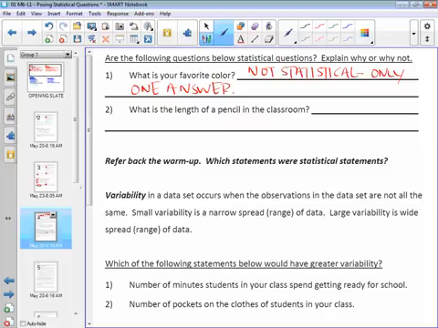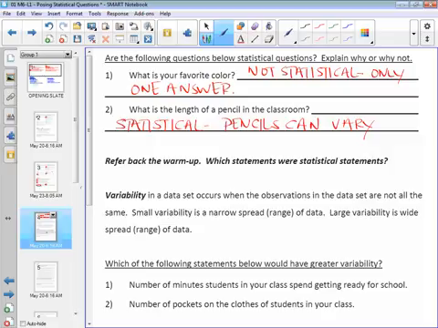What about the length of a pencil in the classroom? Statistical or not? And explain your answer. Tim, I'm going to you again. Right, it can vary. One person's pencil could be 5 inches, one could be 4 inches, one could be 6 inches. It can vary. So as long as it can vary, it becomes statistical.